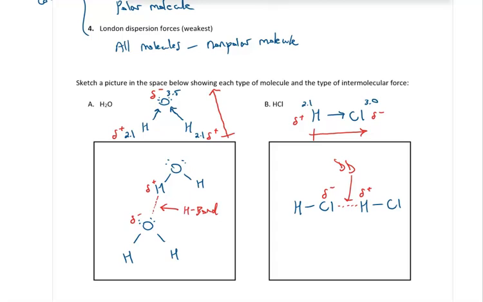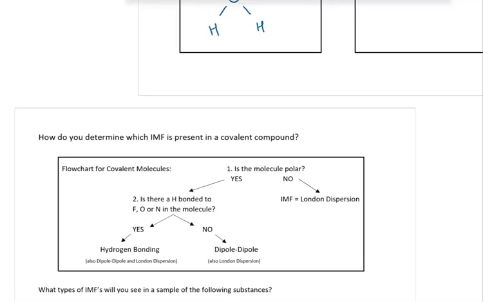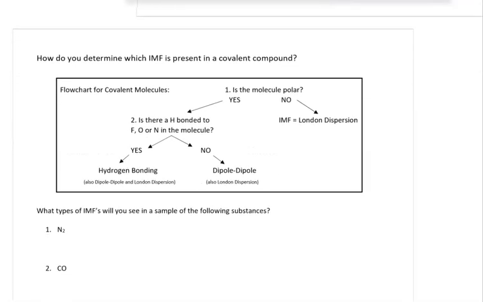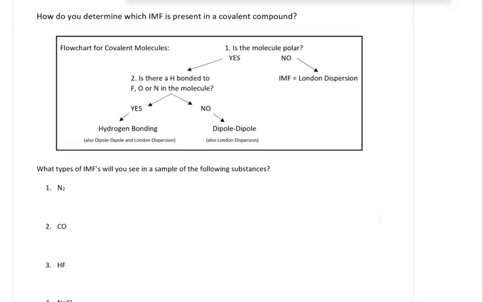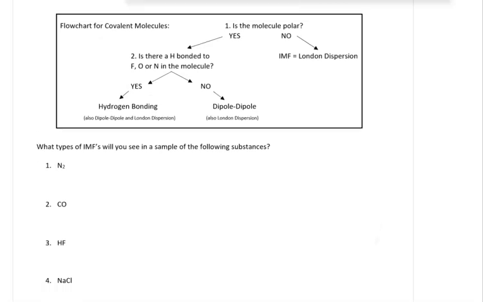Now, there's a handy flowchart that you can use to quickly figure out what types of IMFs a molecule is going to have. If it's a polar molecule, you automatically know that it's going to be either hydrogen bonding or dipole-dipole. If it's a nonpolar molecule, your only option is London dispersion. So that's an easy first step to take. If you see that hydrogen bonded to an F, an O, or an N, that then qualifies it as hydrogen bonding, and if not, then it's just dipole-dipole. So let's just look at a bunch of examples here and just practice.